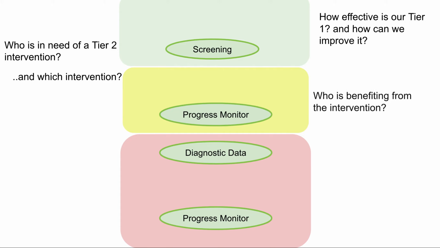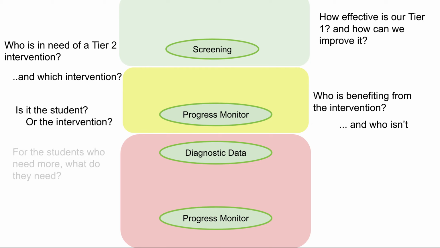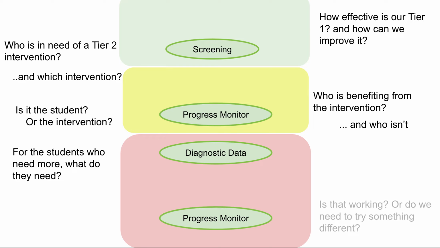We use data to determine who is and isn't benefiting from the Tier 2 supports. And for students who are not responding, we have to consider two possibilities. Is it the student needs something different, or is it that the intervention is not as potent as we need it to be? For students needing Tier 3 support, data tells us what they need and how well it's working.